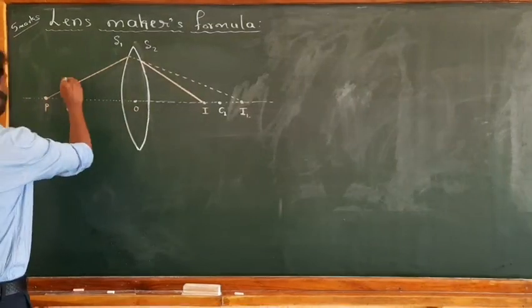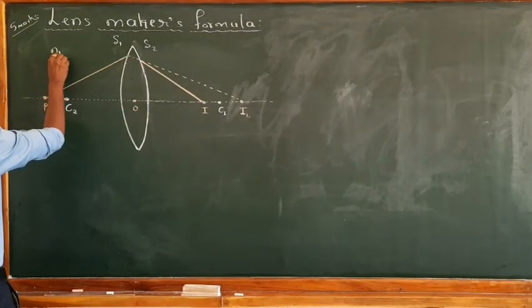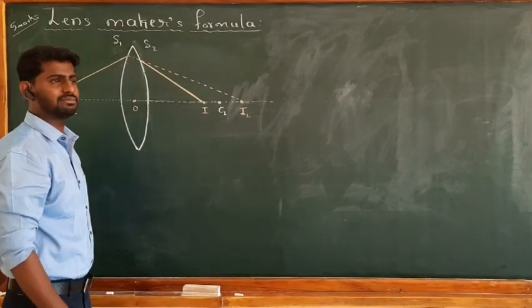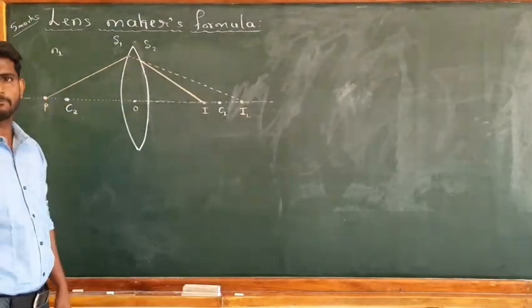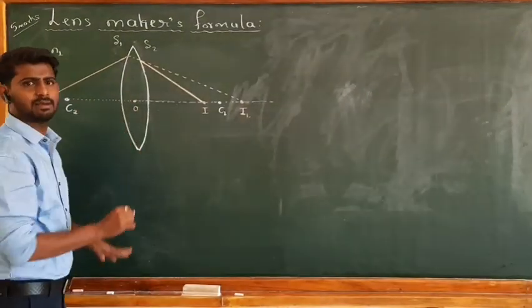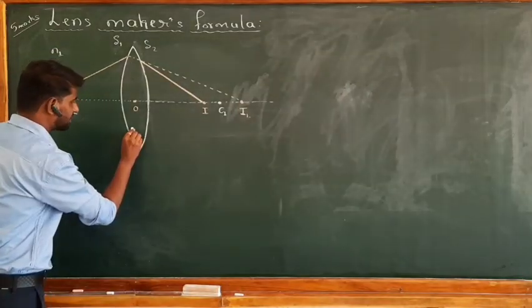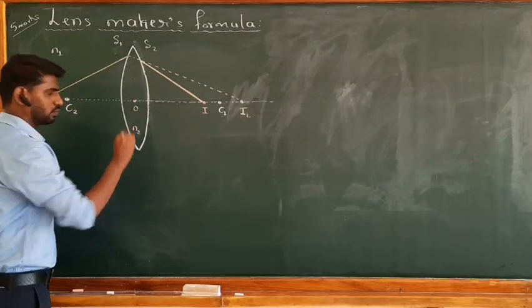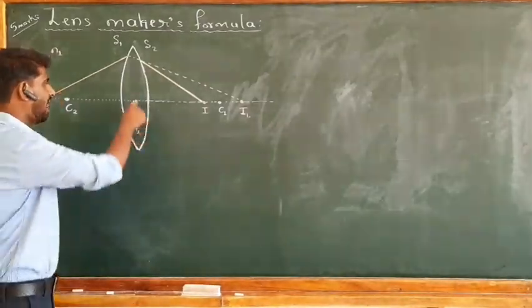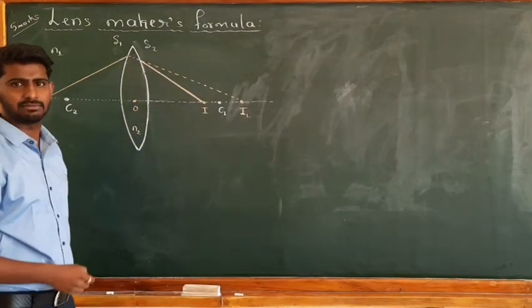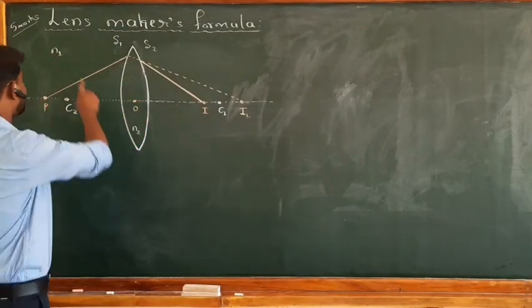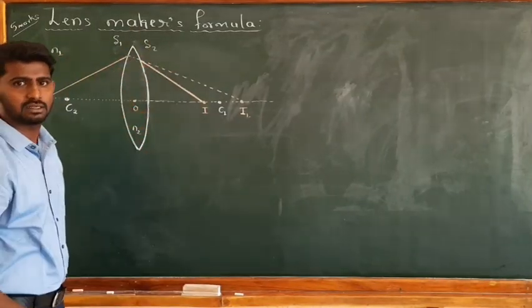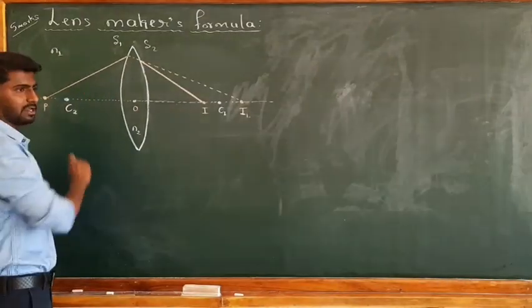Usually we take it as an air medium. So we keep the lens in air medium, and its refractive index is N1. And the lens is usually made up of glass, and I say its refractive index is N2. That is the refractive index of the glass medium, N2, and the refractive index of the surrounding, usually air, is N1.